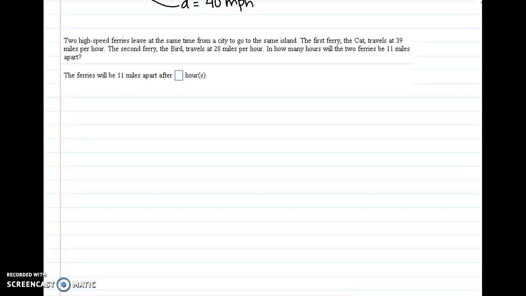Okay, two high-speed ferries leave at the same time from a city and they go to the same island. I wish I was on my way to an island. The first ferry, the cat, travels at 39 miles per hour. So the rate for the cat is 39. The second ferry, the bird, that's funny, travels at a rate of 28 miles per hour. In how many hours will the two ferries be 11 miles apart?